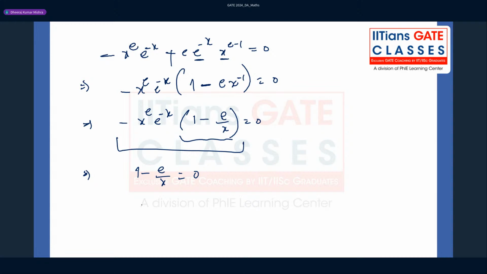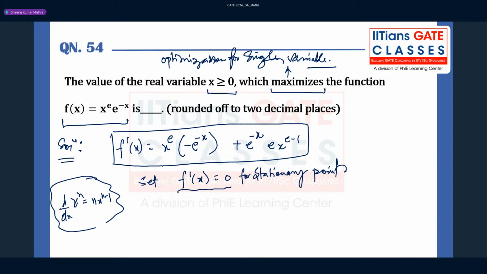So what is the value of x here, guys? x is going to be e, I believe. If you take this, x is going to be e. It's a very simple question. So your stationary point is going to be x equal to e. You can go for the second derivative also, if you want to check. So x equal to e we are getting here, right?